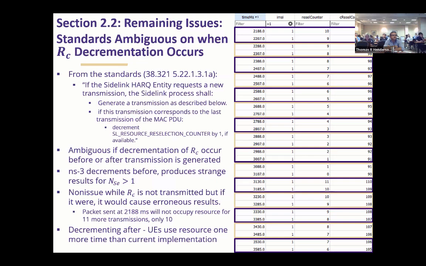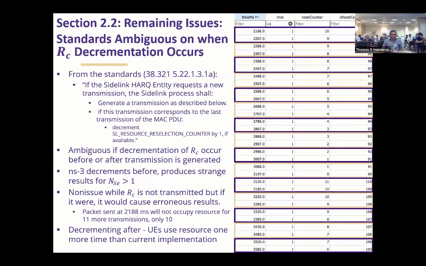The issue is that duplicate packets are transmitted with different reselection counters. That's the reselection counter, the third column. This issue arises because the standards in 38.321 are written ambiguously, such that it's not clear if the reselection counter is decremented before or after the last transmission. I would say that there's no practical effect on this if RC is not transmitted as part of the packet, which by the standards it isn't.